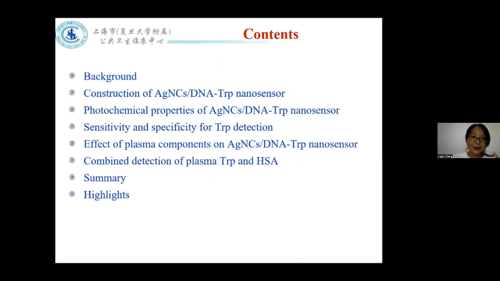Firstly, I'll introduce the background, and then I'll introduce my talk from the construction of our nanosensor to the photochemical properties of the nanosensor, and to the sensitivity and specificity of our nanosensor's application for tryptophan detection, to the final application of the method in the plasma tryptophan and the HSA detection. Finally, I'll give some summary and highlights.